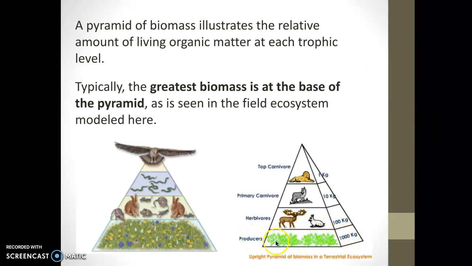And so a pyramid of biomass illustrates the relative amount of organic matter at each trophic level. Remember, each one of these levels is considered a trophic level, and so ideally, we get about 10% of the amount of biomass that's found in the trophic level beneath where an organism is. So typically, you're going to find the greatest amount of biomass at the base of the pyramid, near the bottom, as this picture illustrates. As you go up, each trophic level is only going to have about 10% of the mass that was found before it. And biomass is typically measured in kilograms or just in grams, depending upon how large of an area we're working with.